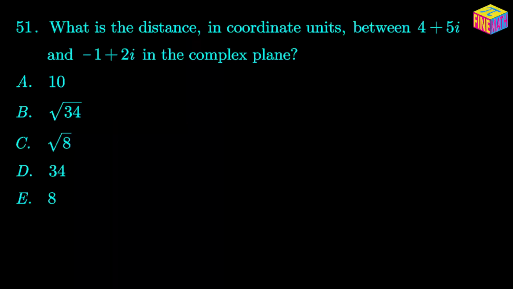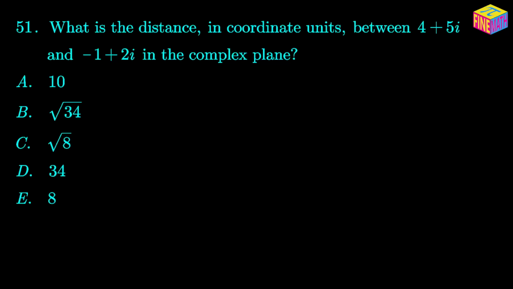So let's get started. Here the question says, what is the distance in coordinate units between 4 plus 5 times iota and negative 1 plus 2 times iota in the complex plane? Now what is a complex plane? Well, complex plane is like a coordinate plane, but it has x-axis as the real axis and y-axis works as the imaginary axis, and that plane is also known as Argand plane.